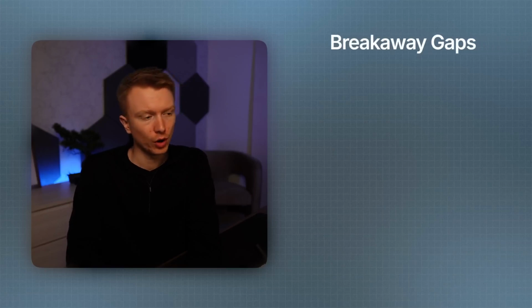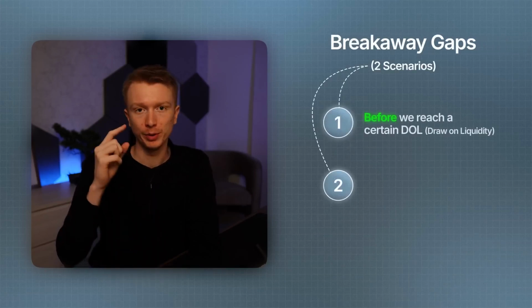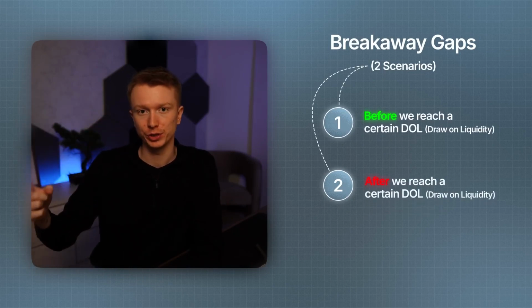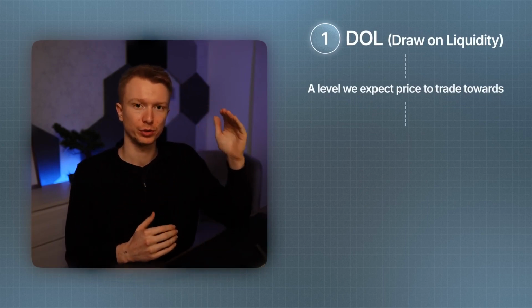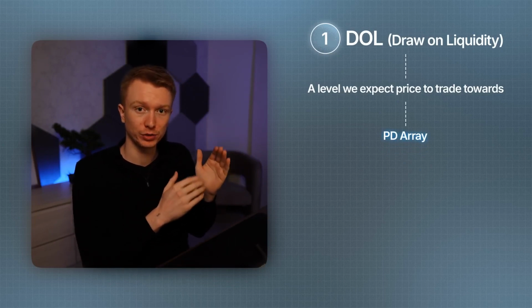We are going to go over two different scenarios where breakaway gaps happen: before we reach a certain drawn liquidity and after we reach a certain drawn liquidity. So the first step is, all right, what is a drawn liquidity? A drawn liquidity is, again, a level where we expect price to trade towards. More specifically, it is a PD array where we expect price to trade towards.